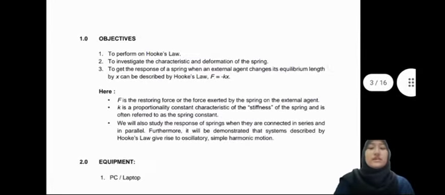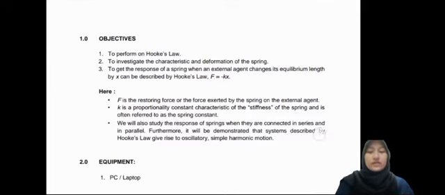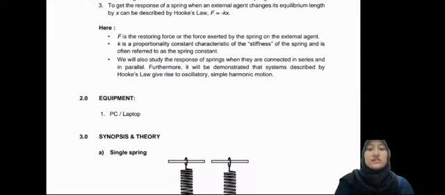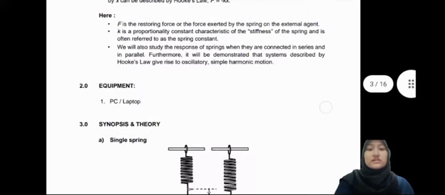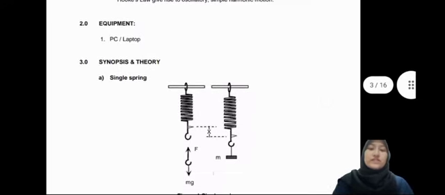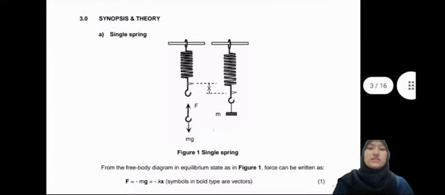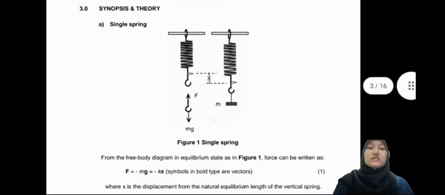Okay, the first one, the objective. The objective for this lab is to perform the experiment on Hooke's law, to investigate the characteristic and deformation of the spring, and to get the response of a spring when an external agent changes its equilibrium. Here F is the restoring force, k is a proportional constant characteristic. For this lab we just use the PC or laptop.